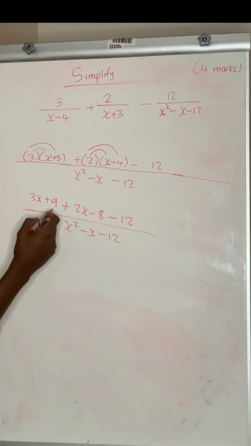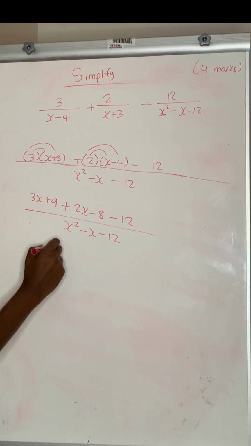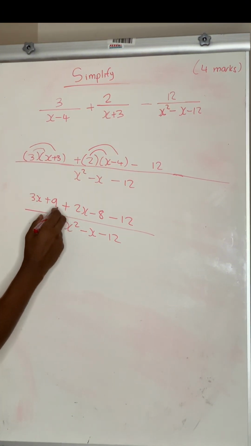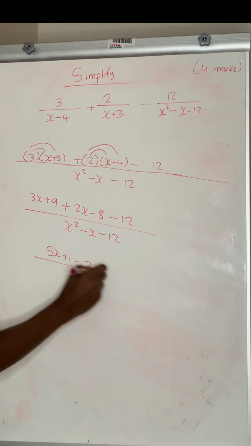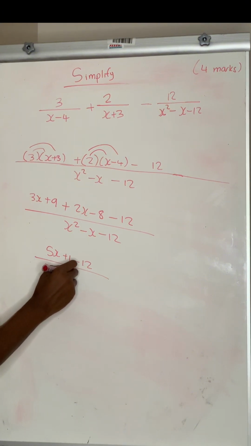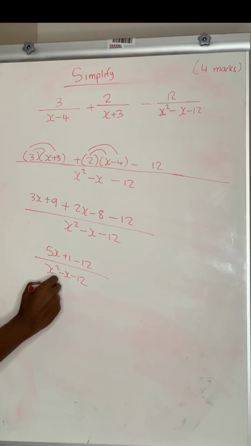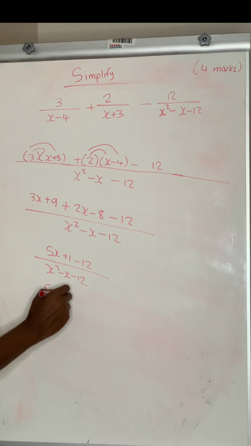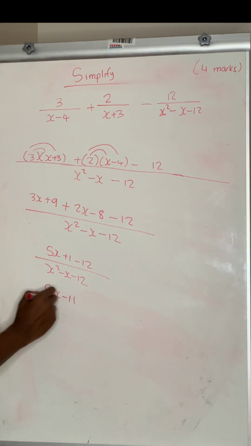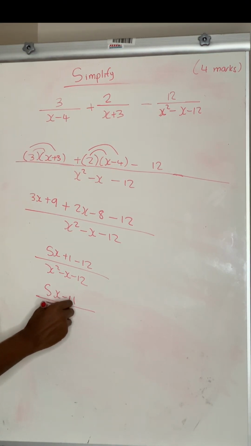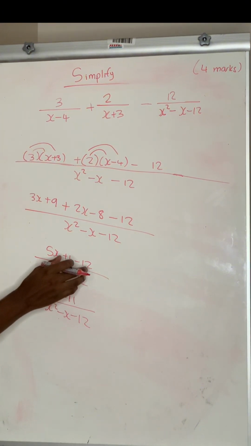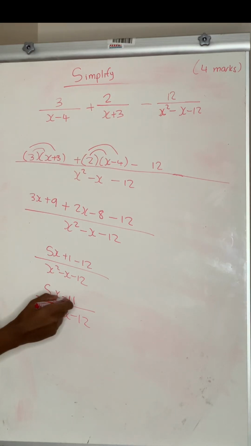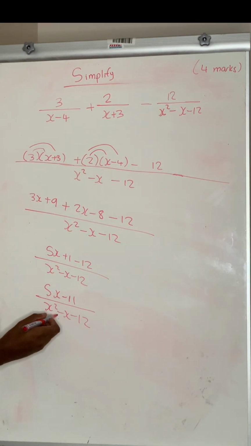Then we have to see if there are any like terms. So 3x plus 2x, that is 5x, and then 9 minus 8, that is positive 1, and then minus 12 all over x squared minus x minus 12. So this is going to be 5x minus 11 all over x squared minus x minus 12. So this has been simplified to 5x minus 11 all over x squared minus x minus 12.